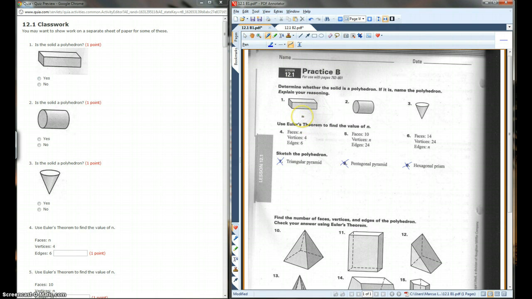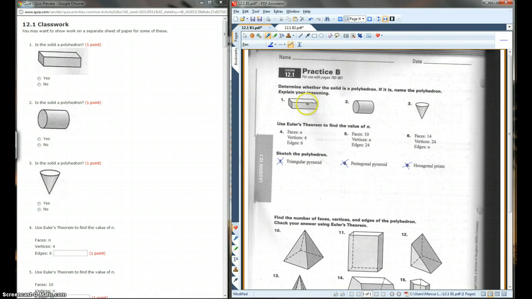Alright? Okay, so the first section says determine whether the solid is a polyhedron. If it is, name the polyhedron. Now if you remember, a polyhedron has faces, edges, and vertices, and basically all the sides are more or less straight. Over here, some of these are curvy. And actually all three of these examples are in your notes.